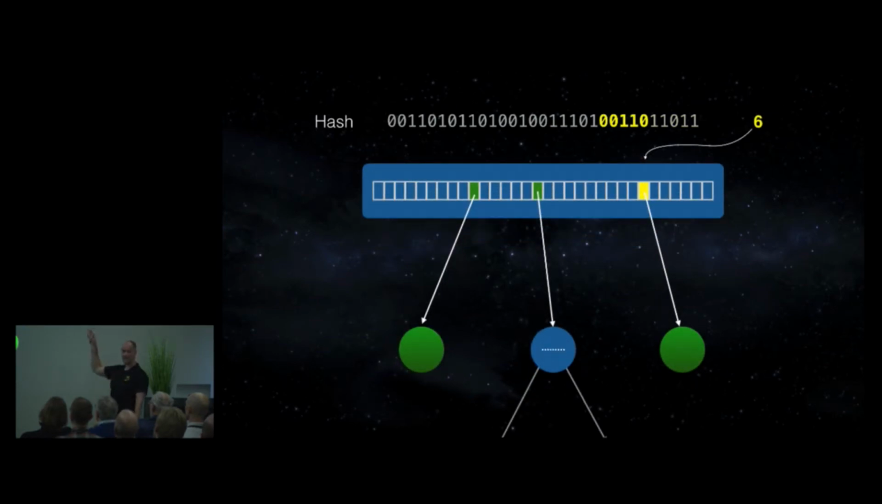We then take the next 5 bits. It gives us a new index, 6 in this case. The 6th bit takes us to a leaf. If it had been another branch, we would go down again, and we'll keep going until we either exhaust the hash or we hit a leaf.